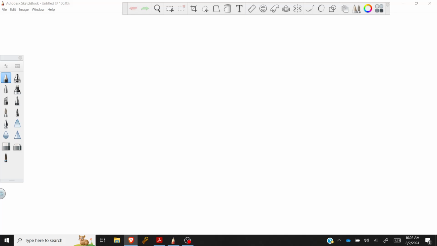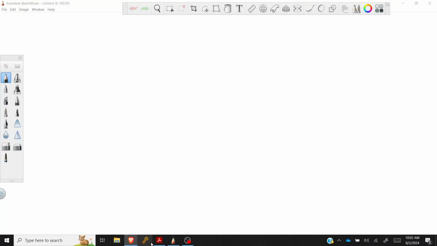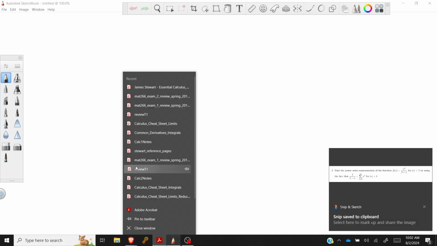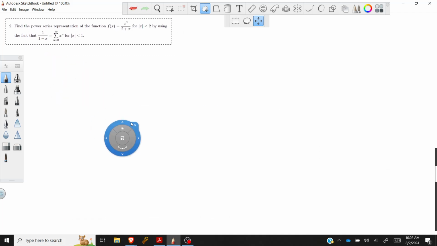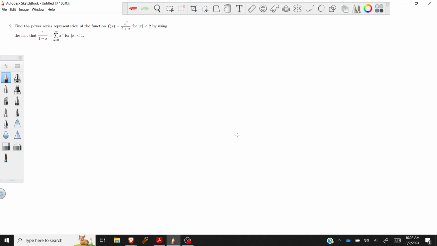Next, let's do this one. Find the power series of the function x squared over 2 plus x. So I'm going to do the same thing here. I'm going to pull out a 2 to make our function look like it's supposed to. So this is going to be 1 plus x over 2.